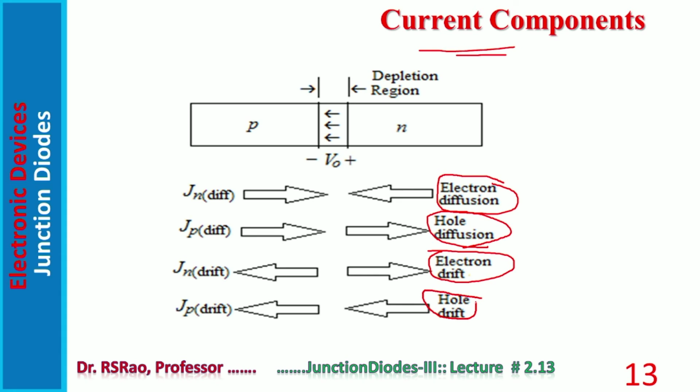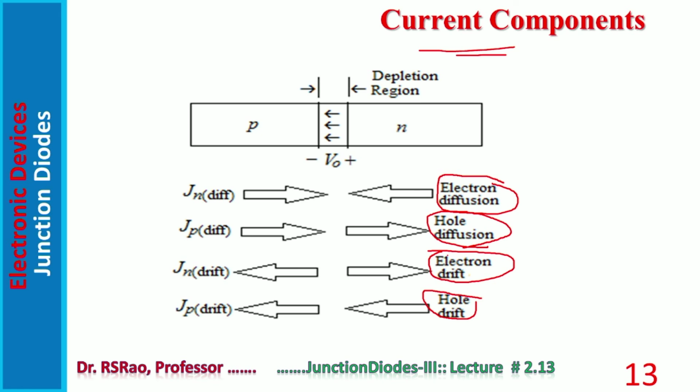due to hole drift. Here is shown a diode with the P region on the left side, N region on the right side. Electron diffusion happens from N to P side. Hole diffusion happens from P to N side. Electron drift happens from P to N side. Hole drift happens from N to P side.